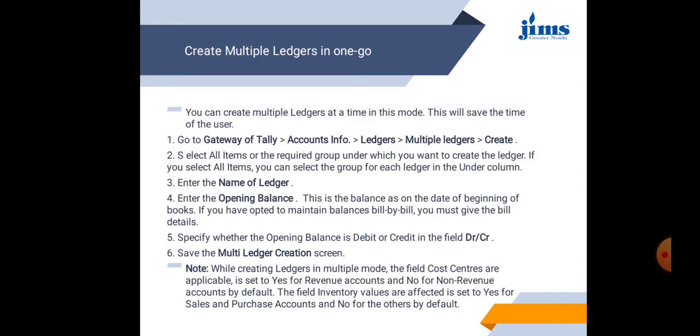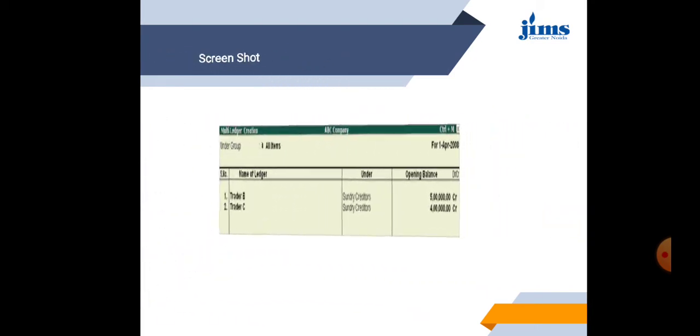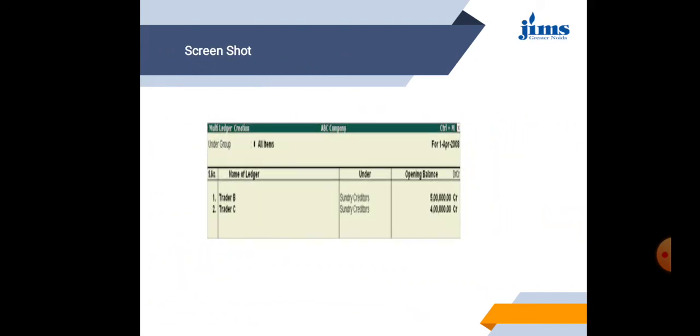Note, while creating ledgers in multiple mode, the field Cost centers are applicable is set to Yes for revenue accounts and No for non-revenue accounts by default. The field Inventory values affected is set to Yes for sales and purchase accounts and No for the others. So by default it is set as Yes and No. This is a screen view of multiple ledger creation, how it is created.